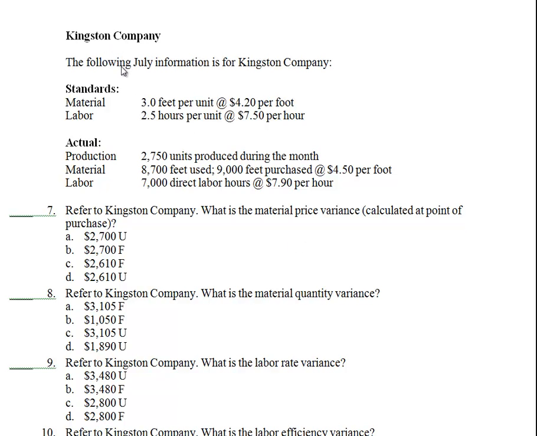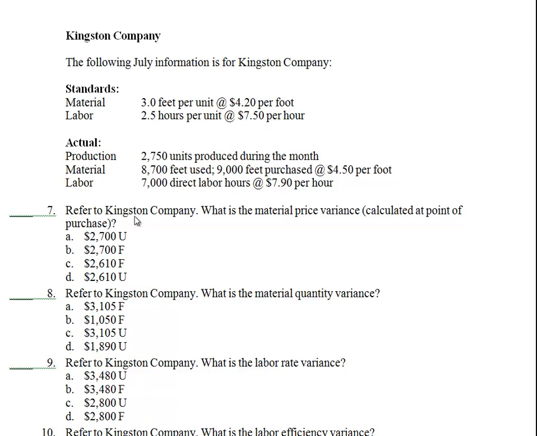Next problem is Kingston Company provides the following information. We have the standard information for the material and the labor. We have actual information for material and labor. It also tells us how many units were actually produced. And the questions want us to calculate the material price variance, material quantity, labor rate, and labor efficiency.